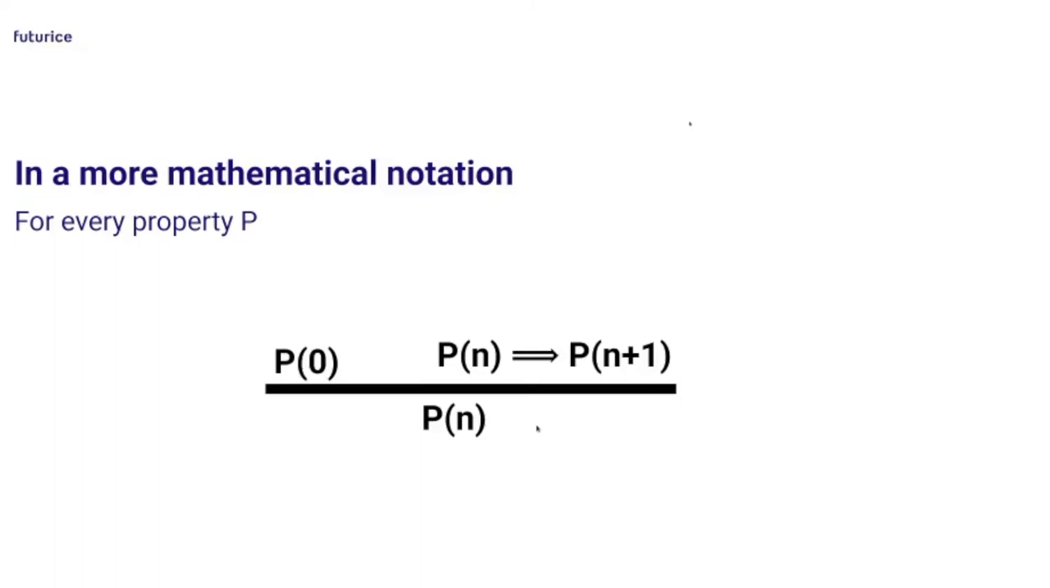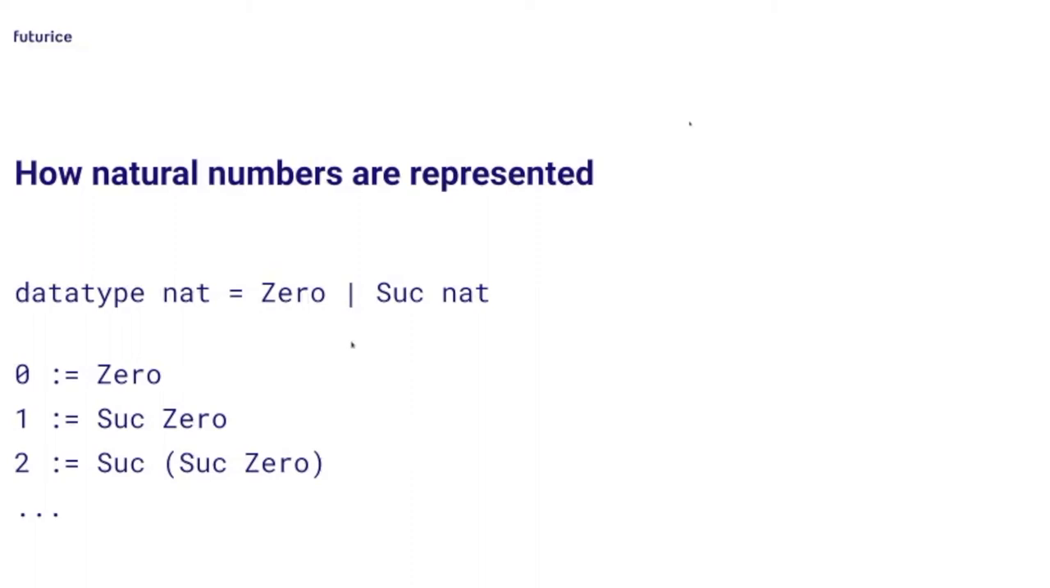So what do natural numbers actually look like in Isabelle? Numbers are just a normal data type with two options. So it's a sum type. Either it is a 0 or it's the successor of another natural number.